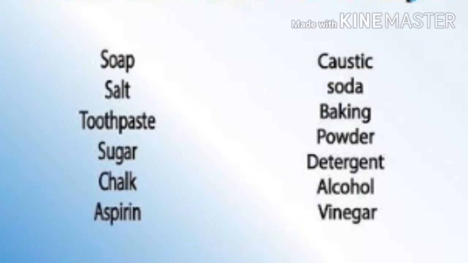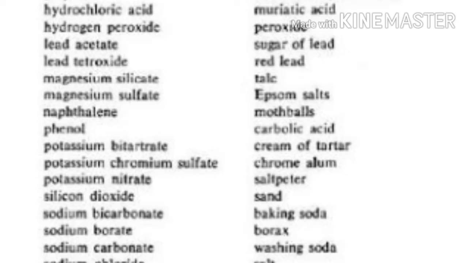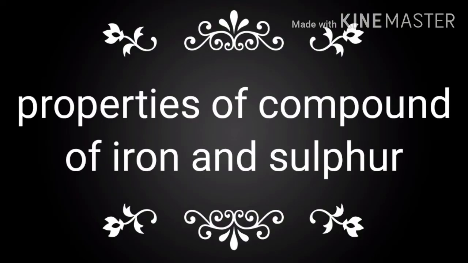Like this, many more examples of compounds are ammonia, chalk, calcium carbonate (CaCO3), limestone, slaked lime, copper sulfate, iron sulfide, hydrochloric acid, sulfuric acid, etc. Now we'll see the properties of a compound, taking iron and sulfur.